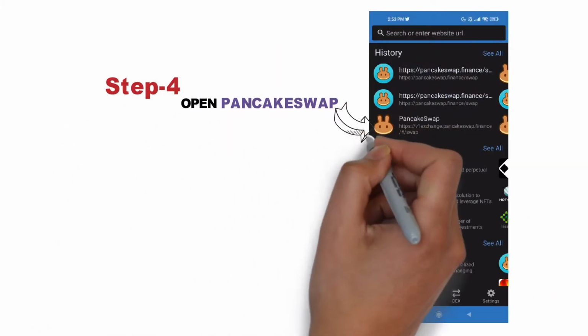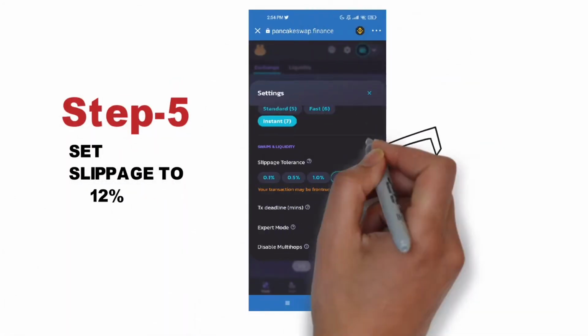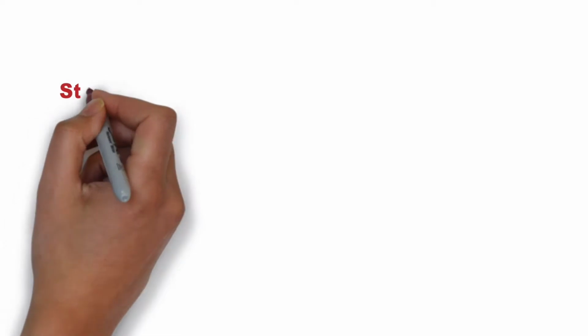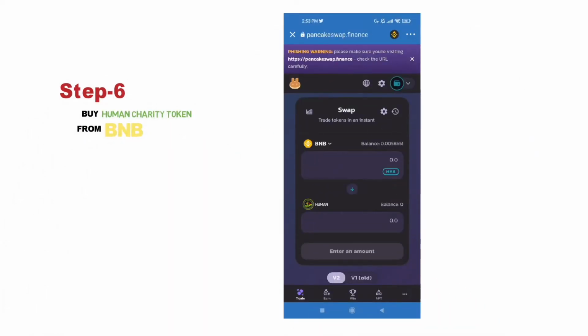Open PancakeSwap. Set slippage to 12%. Buy Human Charity Token from BNB. And enjoy your trade with us.